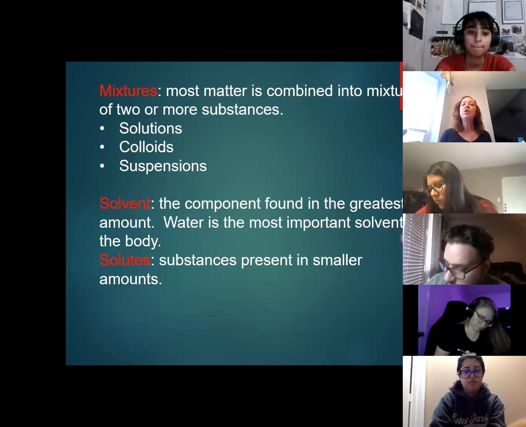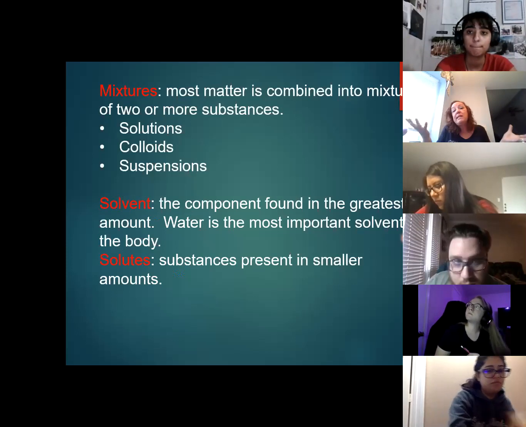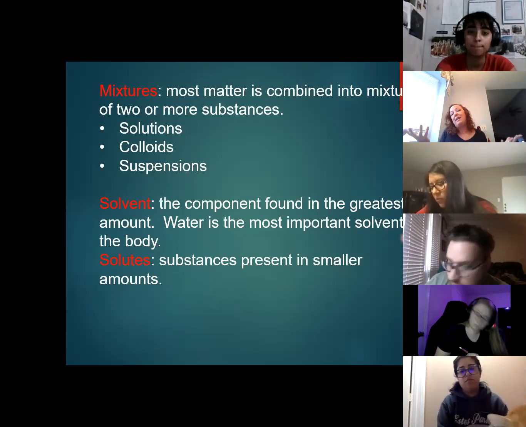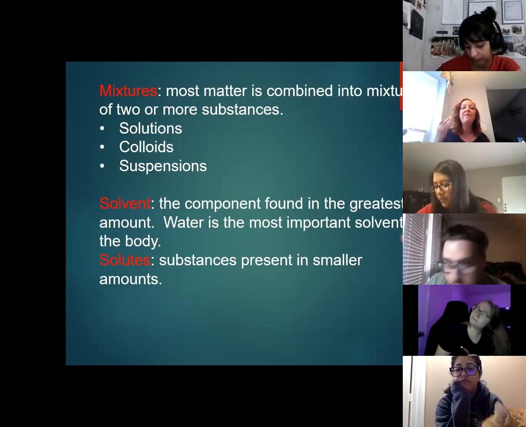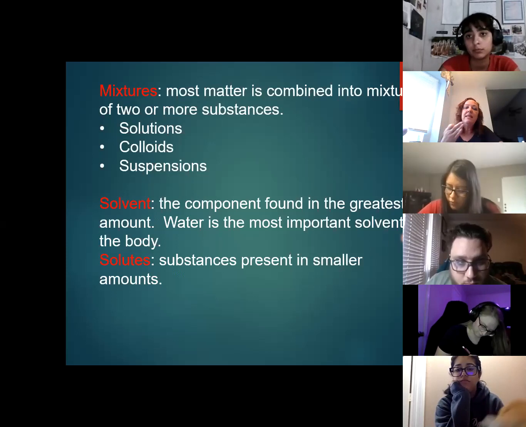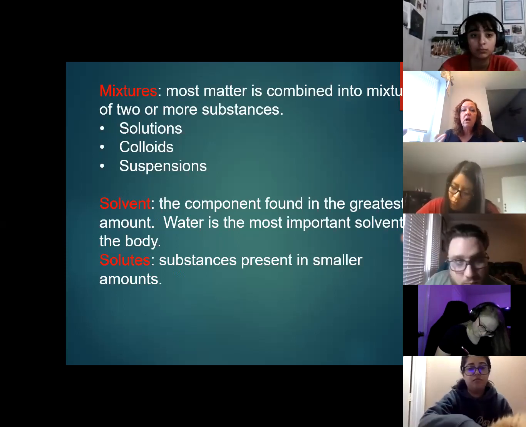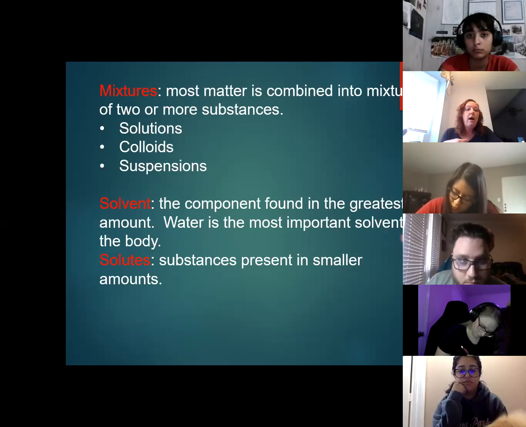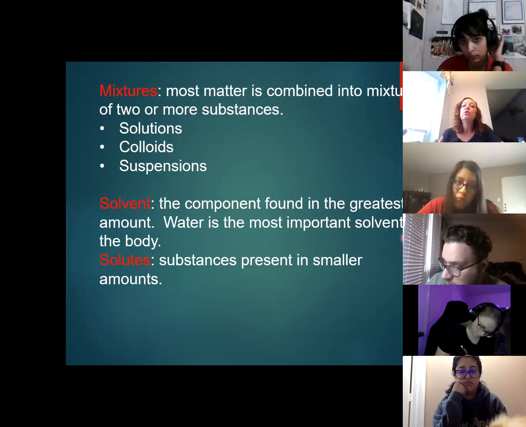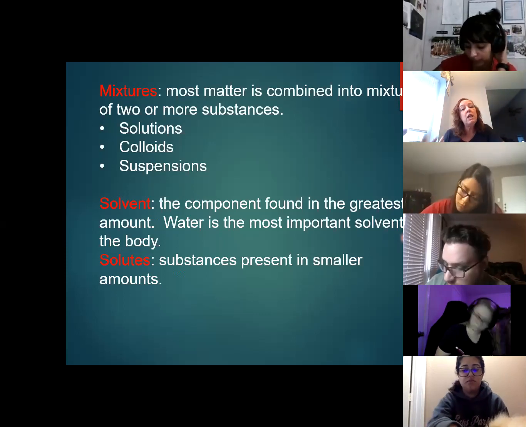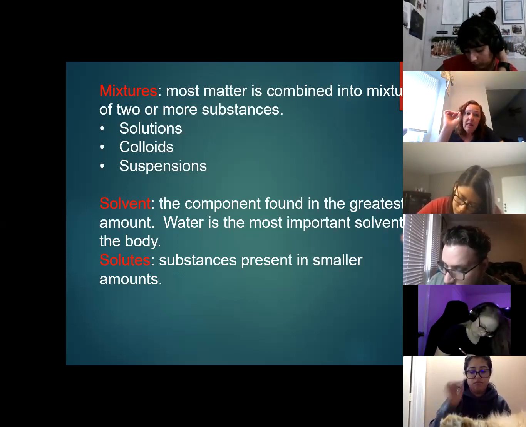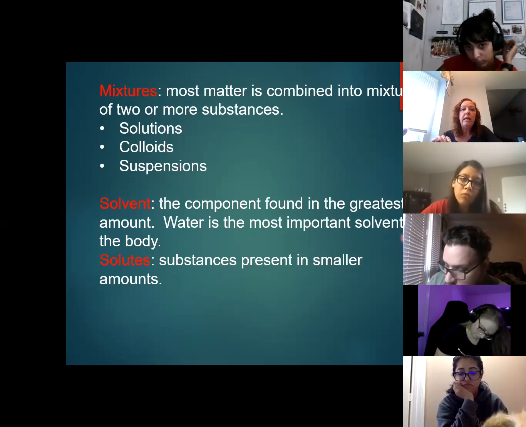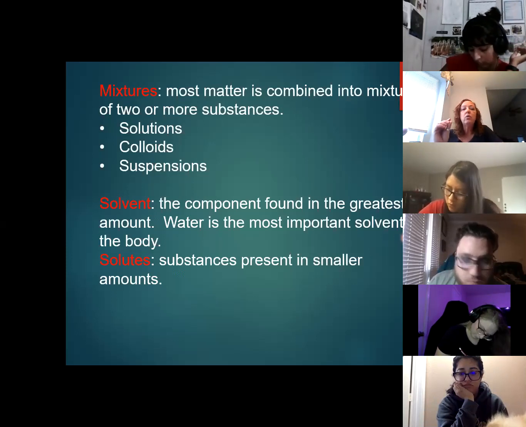All right, so a mixture is when we mix stuff together. I mean, it's not rocket science. When we mix things together, it's called a mixture. And we have 3 different types of mixtures, and these different types are dependent on the size of the molecules that are making them. We have solutions and colloids and suspensions. I'm going to go into each one of these in detail, but the big difference between these 3 is the size of the molecules.